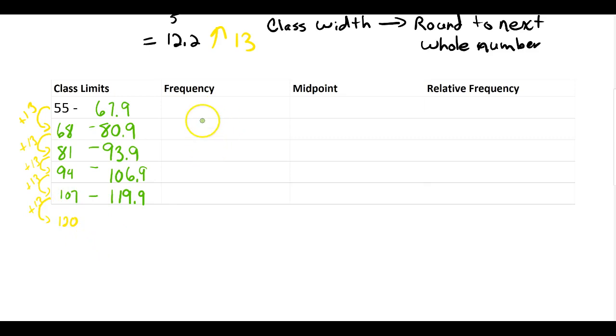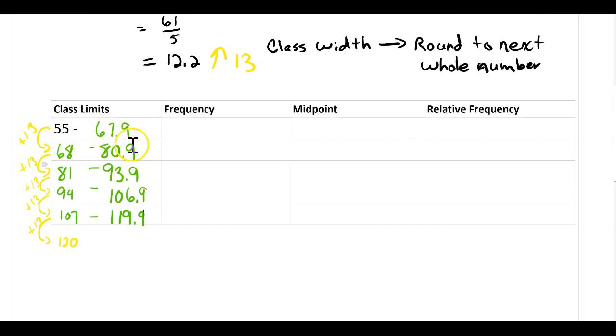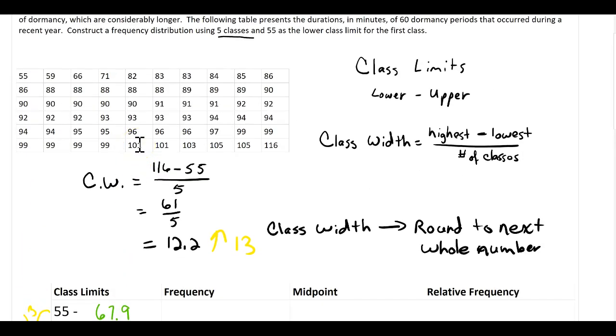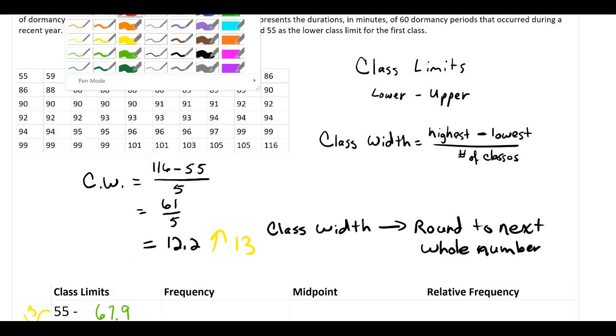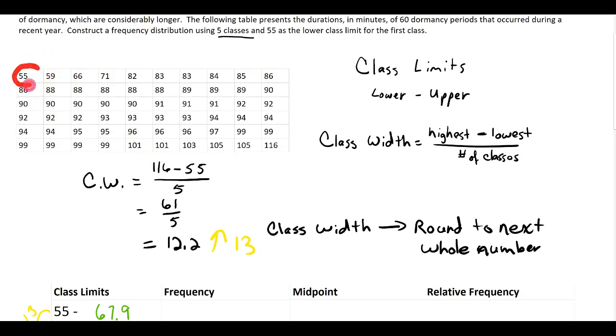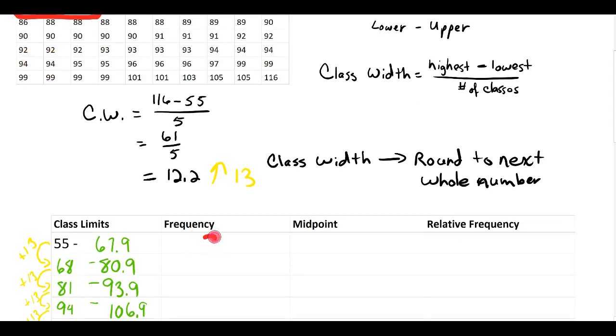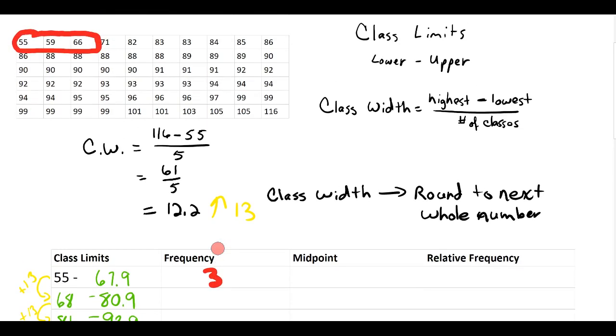Now frequency for this class is literally just counting up how many numbers fall between 55 and 67.9. So if I look on my table, 55 to 67.9, there's 3 of them. So I'll come down here and put a frequency of 3. Then I have 68 to 80.9. So 68 to 80.9 is actually only 1.